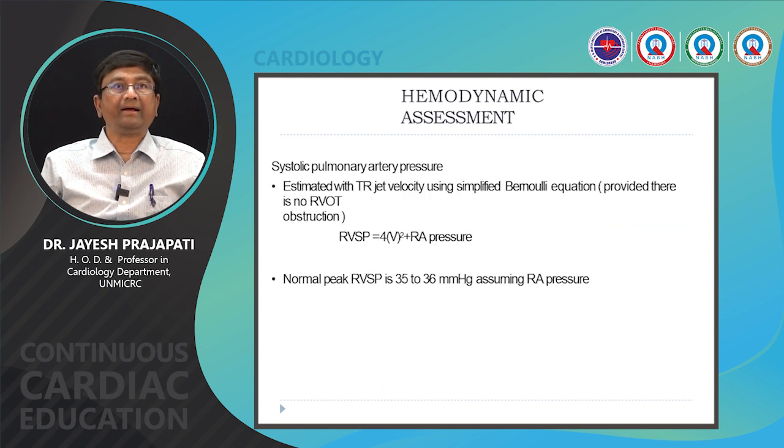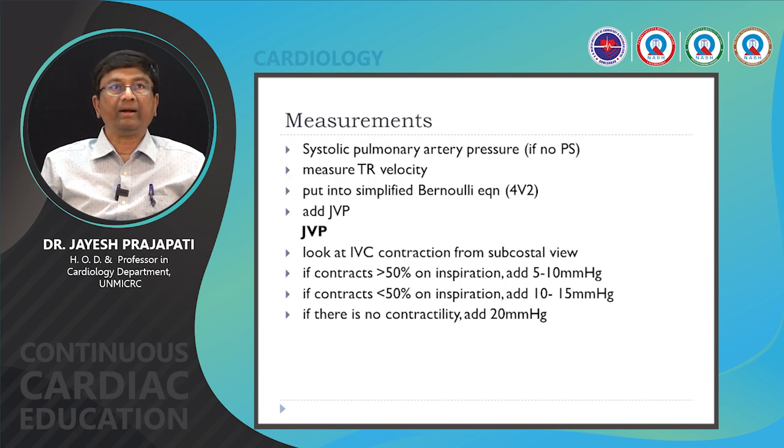So hemodynamic assessment, how do we do it? At the TR jet, we put a continuous Doppler and we see the RVSP is 4V squared plus RA pressure. Suppose the measurement comes to 26, we add 10, then it is 36. So we assume that. But how should we add? We have to look at the JVP or we have to look at the IVC.